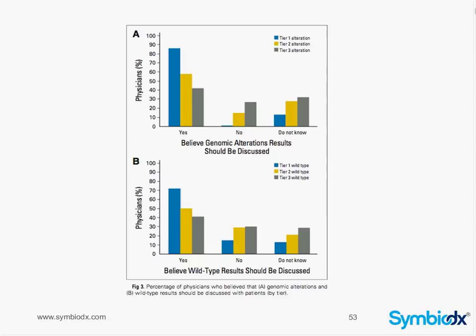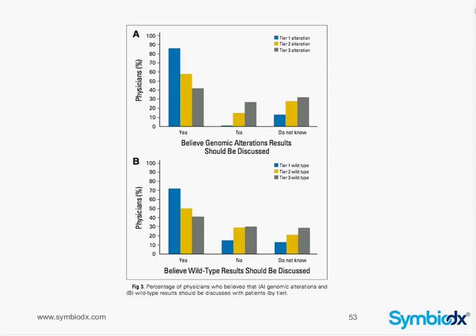Probably the most telling statistic is the left of both of these graphs. The blue line is tier 1 alteration. So in other words, this is like your BRAF V600E mutation, where there's a drug that works. This is going to have direct benefit to your patients. Only 85% of doctors thought that mutation should be discussed with patients, and only 70% of them thought that you should discuss a wild type BRAF result with your patient.